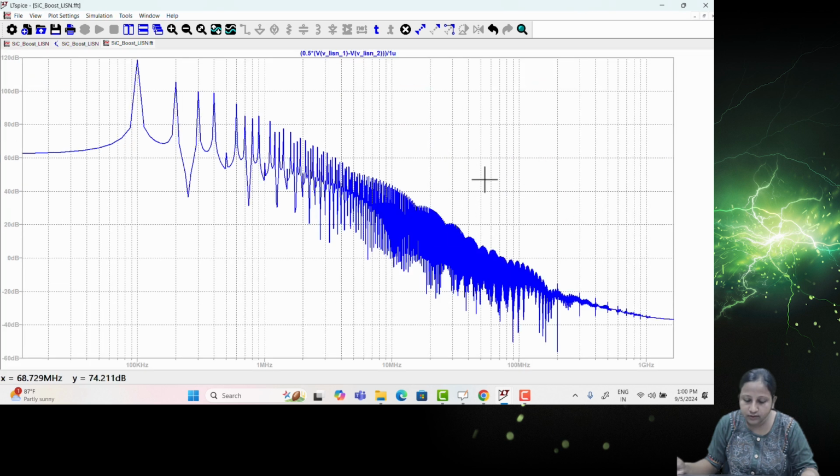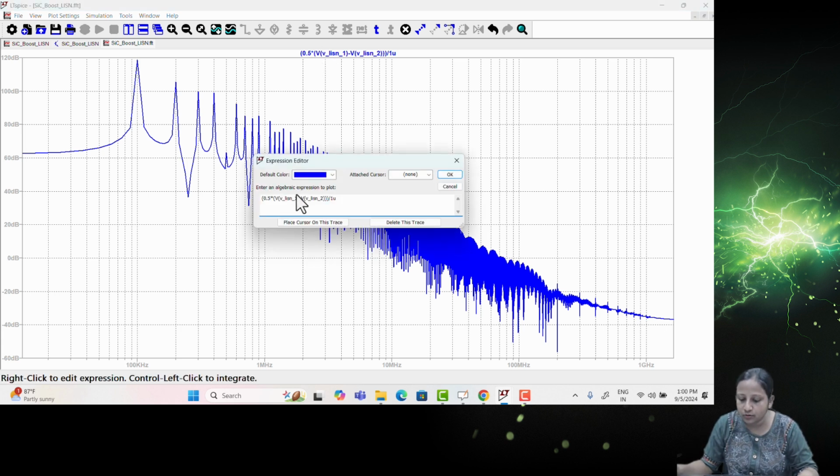See, this is with respect to DM noise. Initially you can see, till this point it is much less. As it is going towards higher frequency, it is actually shifting the noise part. So this is with respect to the differential mode. Let's check whether the common mode noise is getting affected or not.